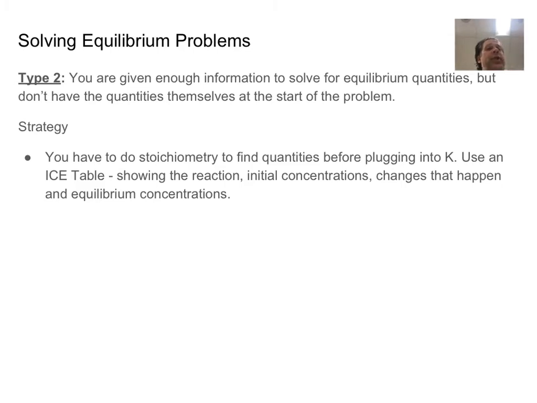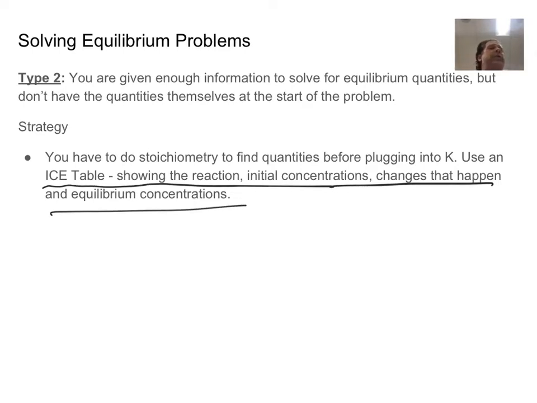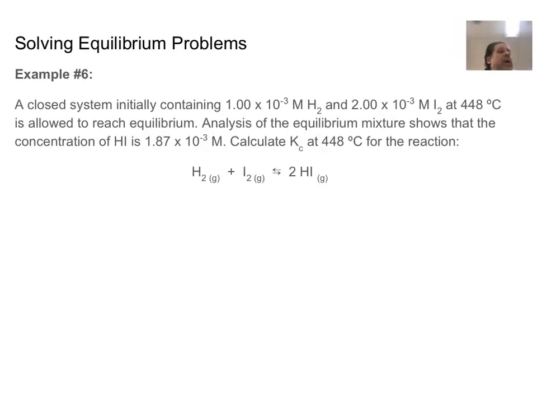The next type of problem you're going to have to do is one where you're given enough information to solve for the equilibrium quantities, but you don't have the quantities themselves at the beginning. So we are going to go back in time and reuse ICE tables. They're basically the same thing, but I think the easiest way to walk through this is to do another problem. In this case, we have a closed system, which is important. It means it's sealed. It contains 1 times 10 to the minus third molar hydrogen and 2 times 10 to the minus third molar iodine at 448 degrees Celsius, and it's allowed to equilibrate.